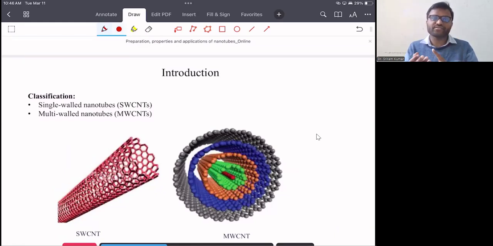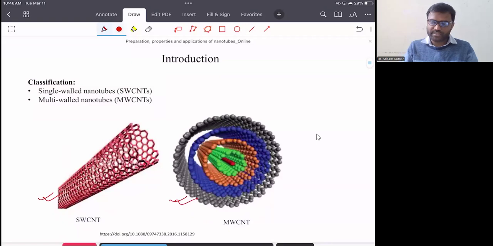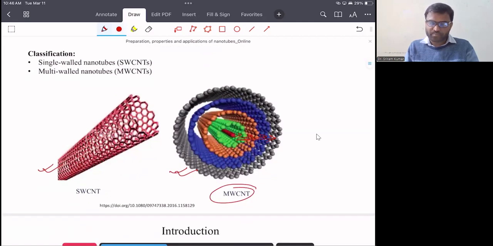We have either a single wall CNT. This is an example of a single wall CNT. Or maybe we have a multi-wall CNT, and here we have this multi-wall CNT. In the multi-wall CNT, we have concentric cylindrical structures, and each cylindrical structure has a bigger diameter than the last. You have a smaller cylinder, then a bigger one, then a bigger one, and then a bigger one. That is the example of a multi-wall CNT.